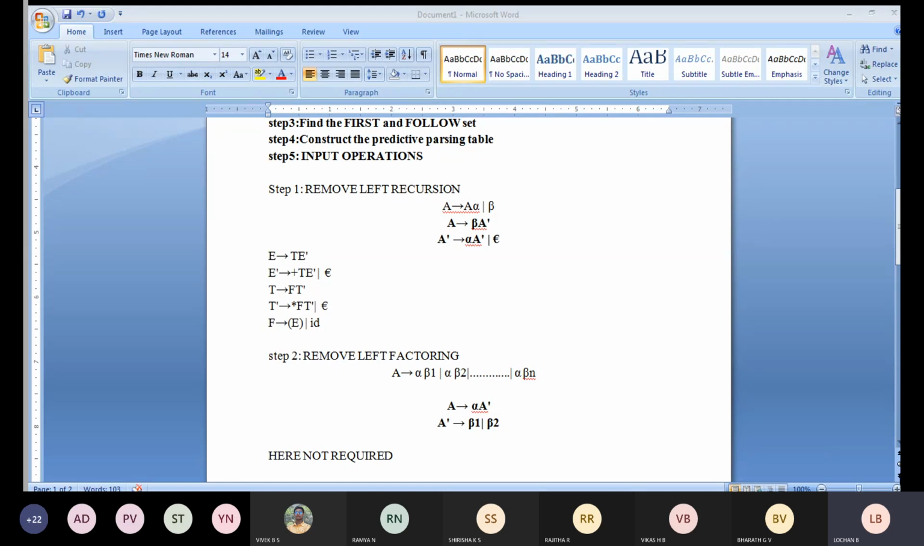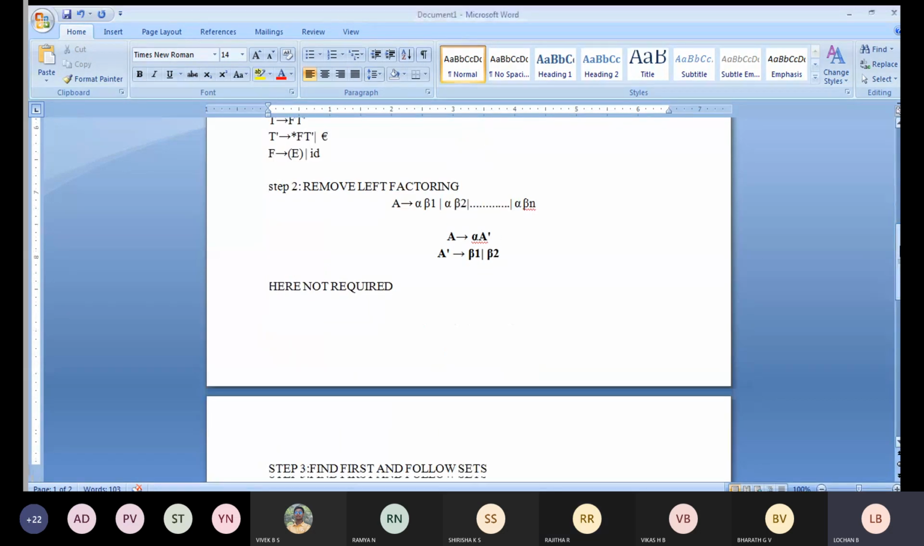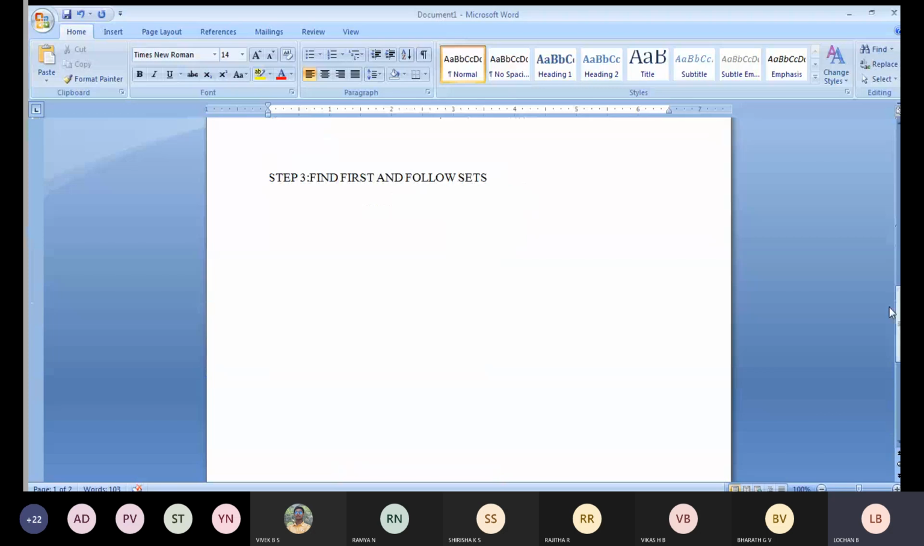Shall I move to the step 3? Okay, we will move to the step 3. Step 3.